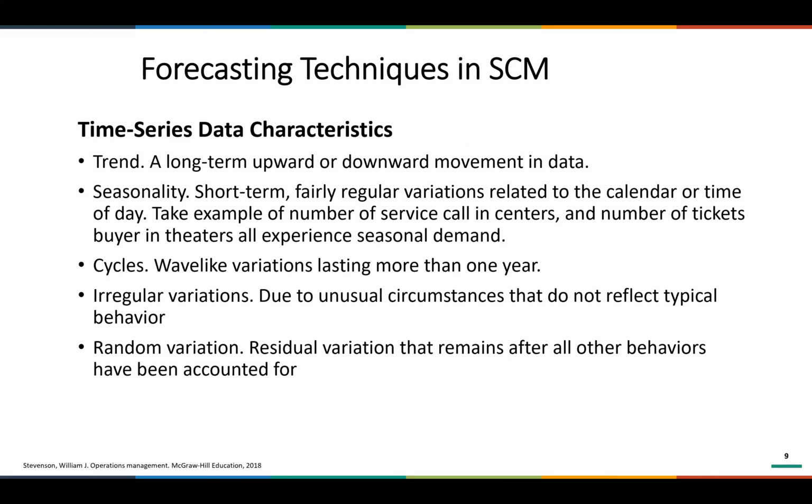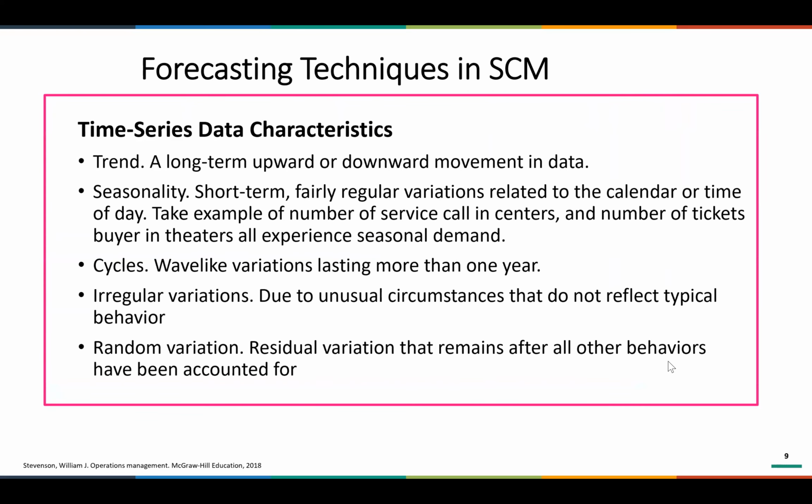There are several data characteristics that you should understand first before using the time series approach. First, there is something called trend. Trend is a long-term upward or downward movement of data. For example, if your data over the time period is going up like this, it's an uptrend. If it is going down like this, it's a downtrend. Or if it is stable like this, it is stationary.